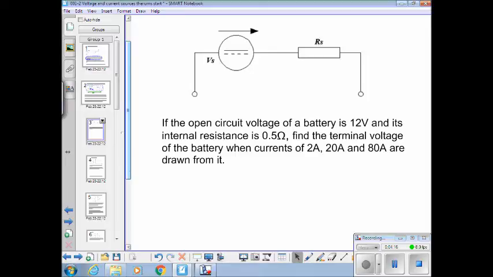So, in order to illustrate that, if the open circuit voltage of a battery is 12 volts, so what we're saying is Vs is 12 volts, and its internal resistance is 0.5 ohms, find the terminal voltage of the battery when currents of 2 amps, 20 amps and 80 amps are drawn from it. Okay, have a go at that.